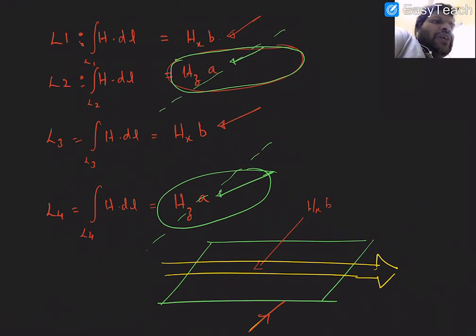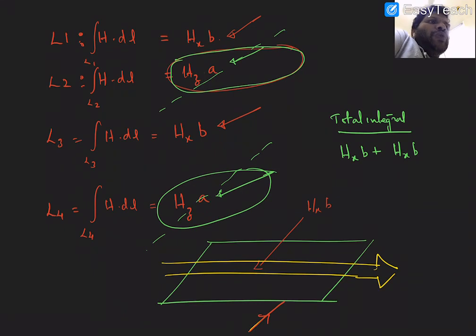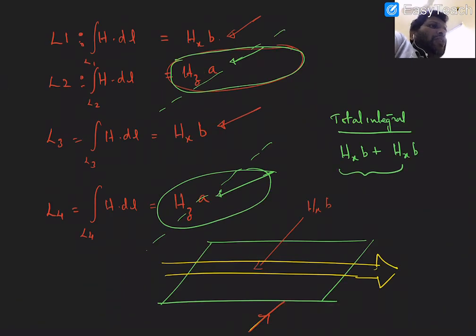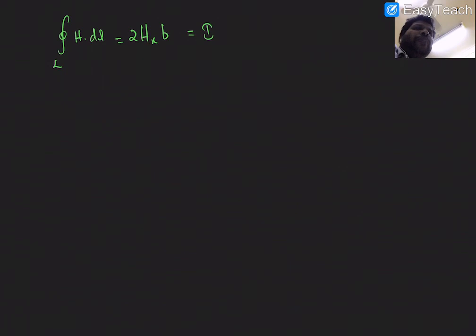So the total integral will be nothing but Hx into B plus Hx into B. We have seen that the closed loop integral of H dot dl is equal to I. So the total integral of H dot dl over the closed loop will be equal to 2Hx into B, because there are two Hx into B terms. So we will get 2Hx into B equal to I.